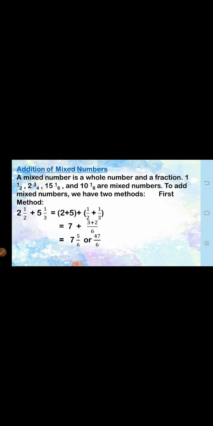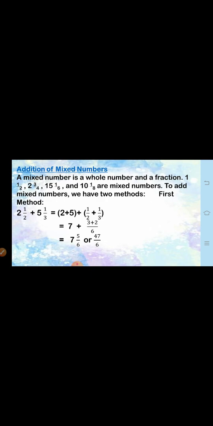Okay. A mixed number is a whole number and a fraction. Just like for example, 1 and 1/2, 2 and 3/4. So we have a whole number and a fraction. 1 and 1/2, 2 and 3/4, 15 and 1 over 6, and 10 and 1 over 8 are mixed numbers. These are examples of mixed numbers. To add mixed numbers, we have two methods. First method, take note of this, kasi nga we have two methods when we add mixed numbers.